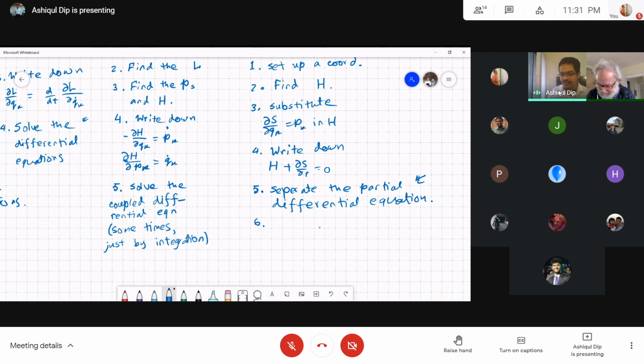So next, actually now you need to integrate the individual pieces.